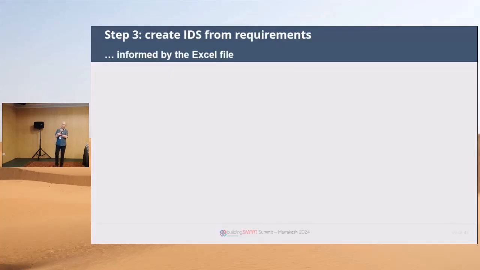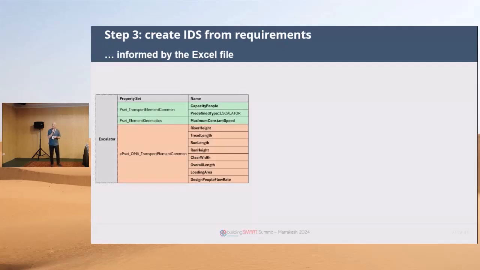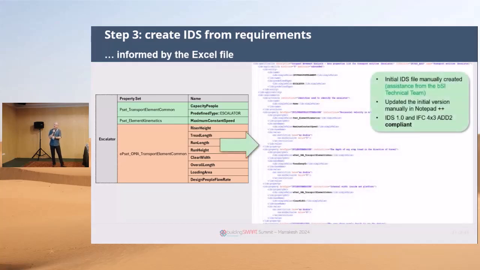And then we had to create the IDS file based on that list of requirements. So we had our list of parameters and all the different levels. Then we used Notepad++, a very basic tool, to create the full IDS file, listing element by element all of those parameters that we want listed in the IFC file. The buildingSMART technical team did give us a hand there because we were new to the whole process. Ultimately, we developed the IDS 1.0 format file and tested it against the IFC 4x3 file as well.